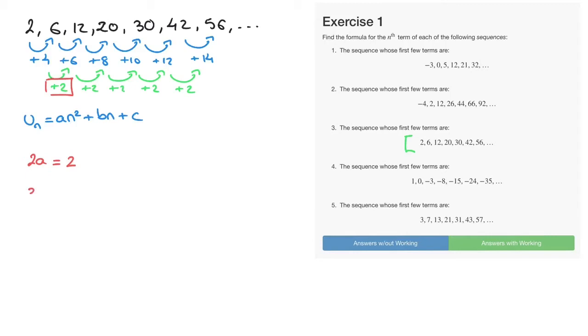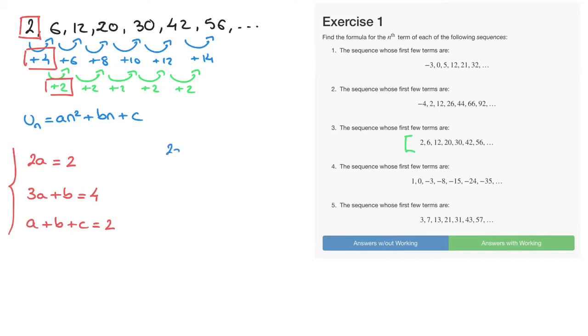We also have 3a plus b must equal the difference between the first and the second term of the sequence. So that would be 4. And finally, we have a plus b plus c must equal the first term of the sequence. So that would be 2. We now have our 3 equations, and we solve them in order from top to bottom.